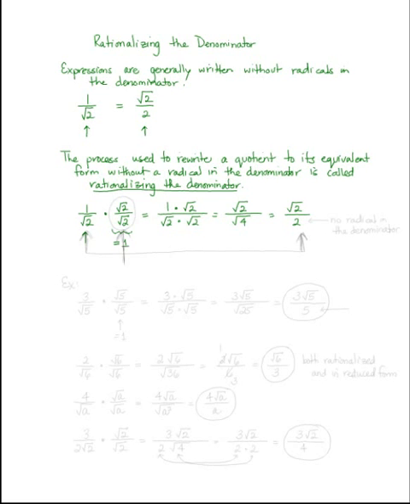This is how we came up with our equivalent fractions. We multiplied 1 over the square root of 2 by the number 1, but the number 1 was written in a particular way in this case, and we ended up with a new expression equivalent to the one we started with. However, there's no radical in the denominator.